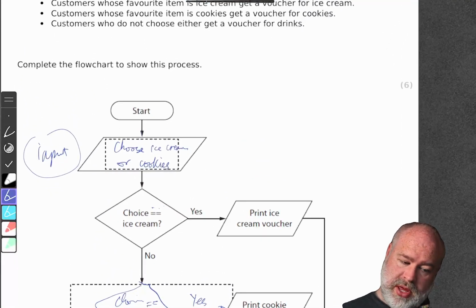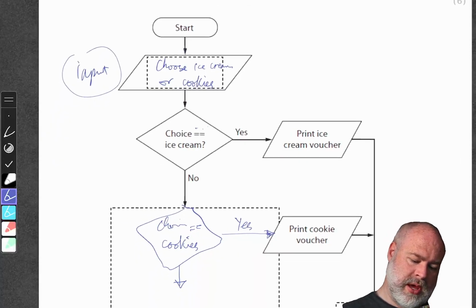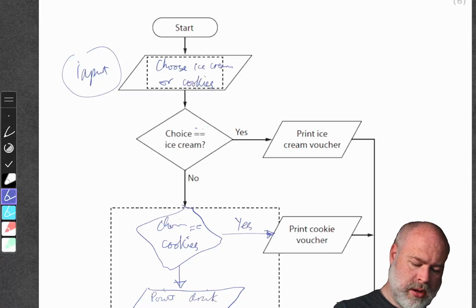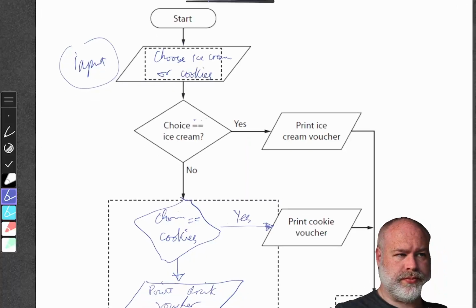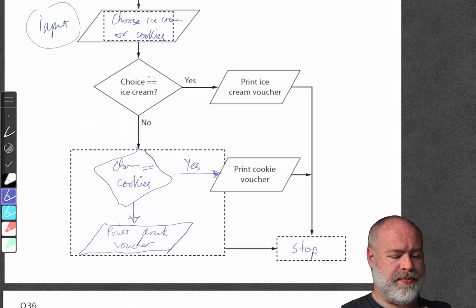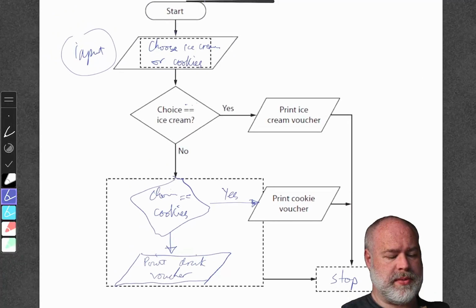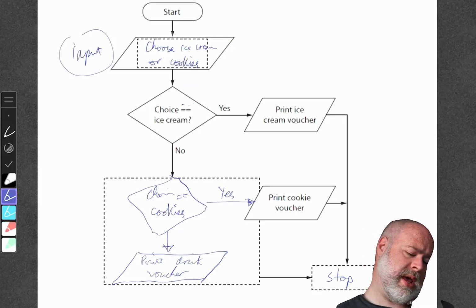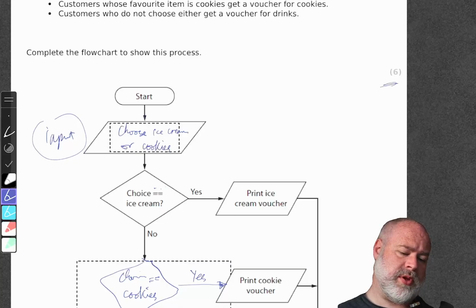The last thing that's needed here is to keep on going: customers who do not choose either get a voucher for drinks. So there is an output there, similar in vein to this. It's an output for print drink voucher, and then the algorithm stops. So you've got your three different options there, and the two decisions would be the yes or no, and for the third one, if they haven't chosen either ice cream or cookies, they print the voucher and it stops. That's a really nice 6-mark question. They give you a lot of scaffolding, a lot of help with it, and that would really bolster your marks.